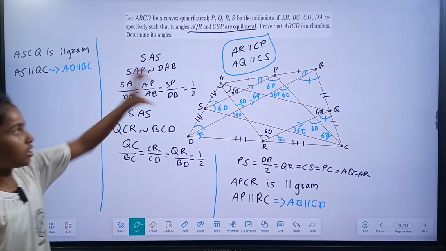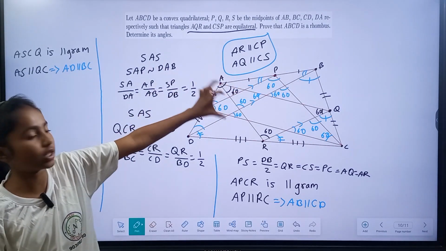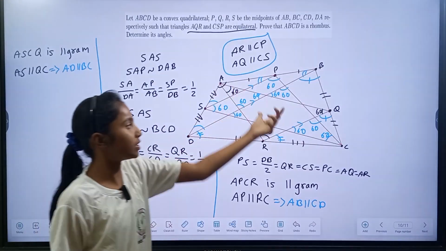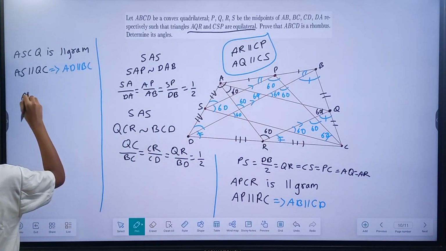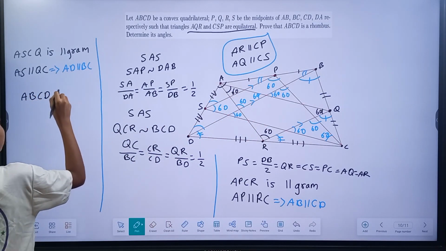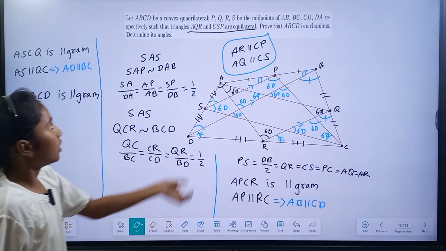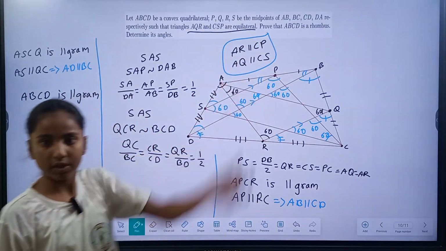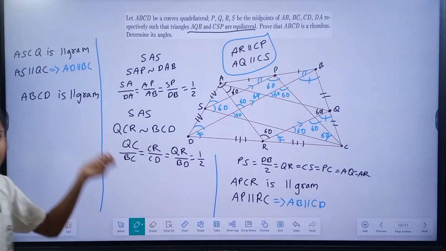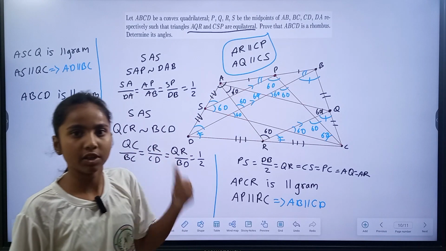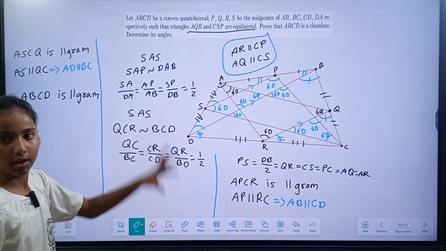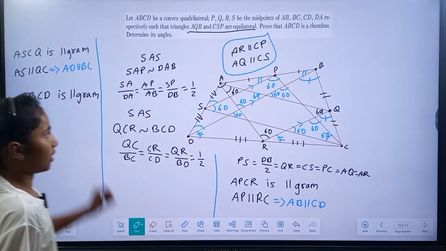Now in this big convex quadrilateral, the opposite sides are parallel, so we can say that ABCD is also a parallelogram. They are asking us to prove that ABCD is a rhombus. Now we have proved that ABCD is a parallelogram. In order to prove that ABCD is a rhombus, we have to prove all sides are equal.